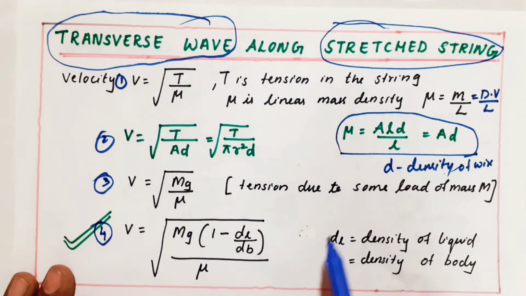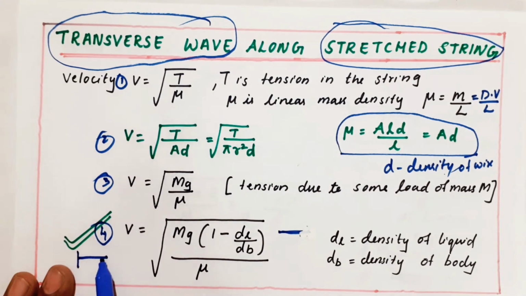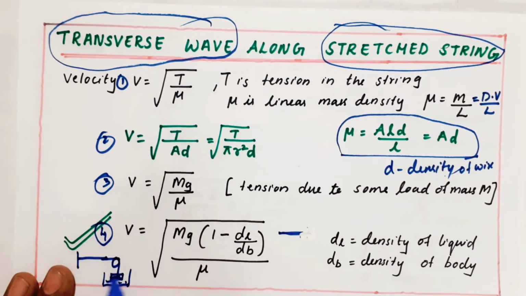Clear? So the case is like this: they are given a stretched string. Like the diagram you see, it's a stretched string and here you see the weight of the body will be there, and they may give that it is immersed in another fluid. So in the stretched string, what gets produced? Transverse waves are produced. So what is the speed equation? Root over mg into 1 minus dl by dB, by mu.